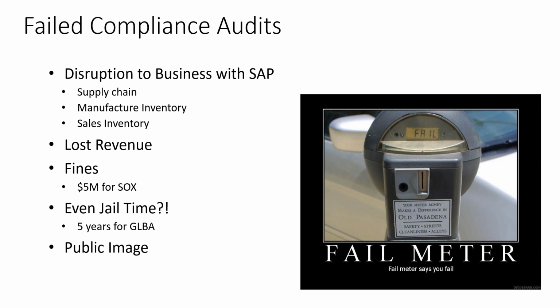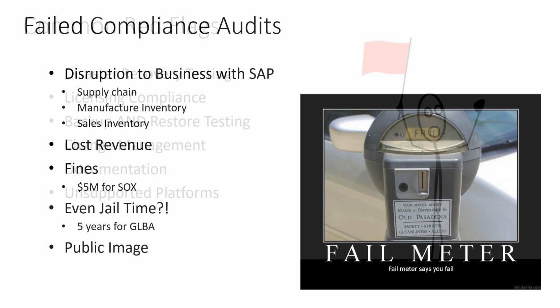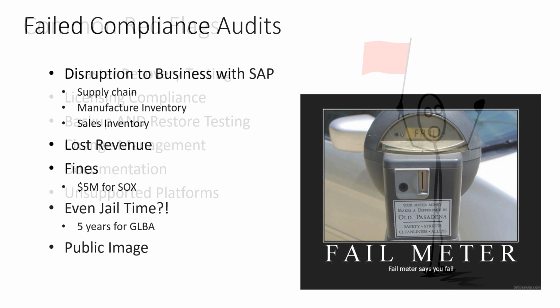And even some of these audits that you are subject to come with their own fines. As if losing revenue is not bad enough, you could be fined up to $5 million for a failed Sarbanes-Oxley audit. And this is crazy. If you fail your GLBA audit, you could actually face up to 5 years in prison. Not to mention, you're on the nightly news, and your public image could be tarnished. And public image is a very, very valuable thing.